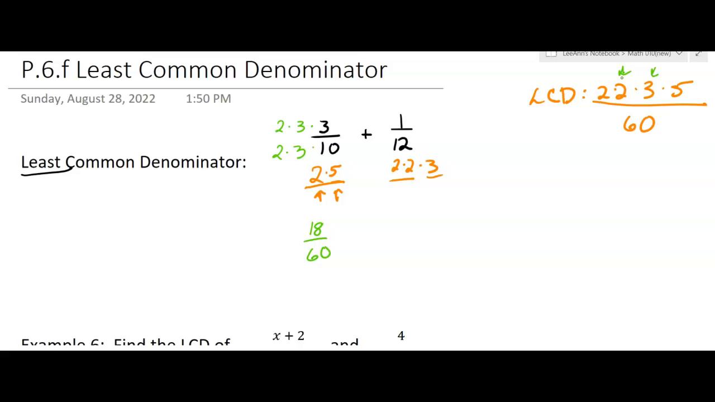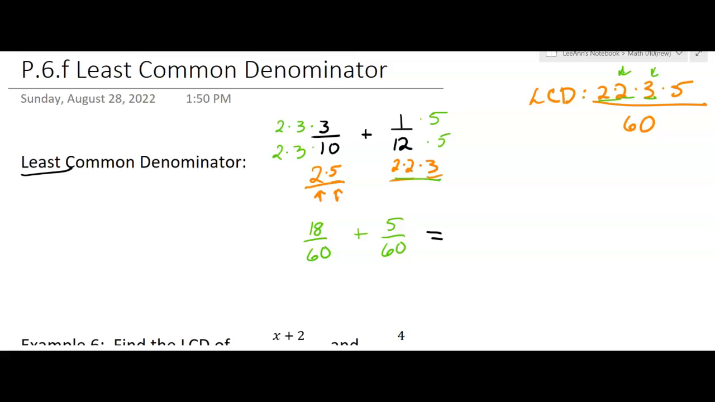And now we're going to do the same thing over here with the 12. I've got a 2, a 2, and a 3. I need a 5. So I'll be multiplying by 5 here and here. And that's going to make this plus 5 over 60. So I found 60, the least common denominator. I got both fractions to have a 60. Don't reduce them because we call this building the fractions. So that's good. Now we can add the numerators.